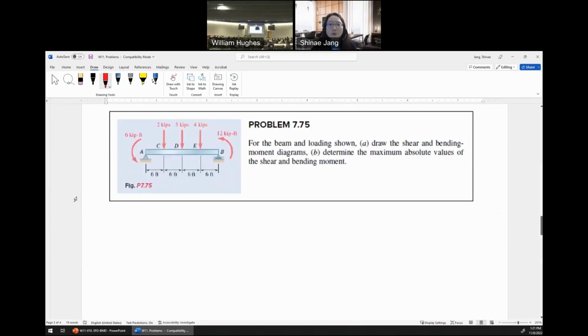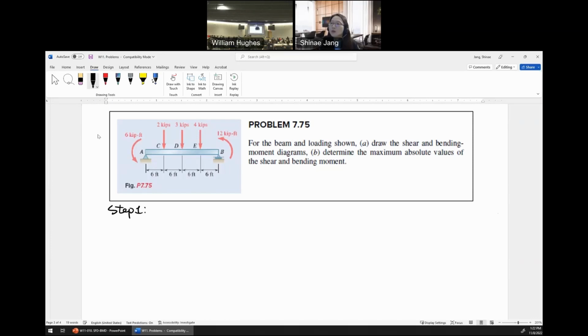So it is a more complex problem, and I think a good problem to review the shear force and bending moment diagram method, the graphical method. So here we have a simply supported beam with A pin and B roller. And we have 2 concentrated moments and then 3 point loads. We need to draw the shear and bending moment diagrams and determine the maximum absolute values of the shear and bending moment. Okay, fair enough.